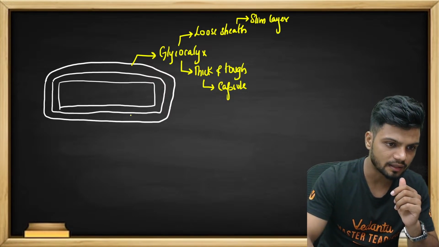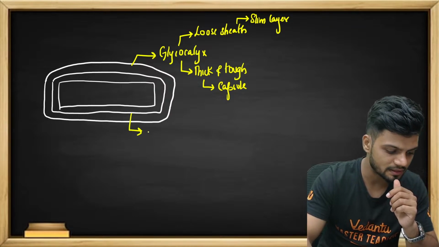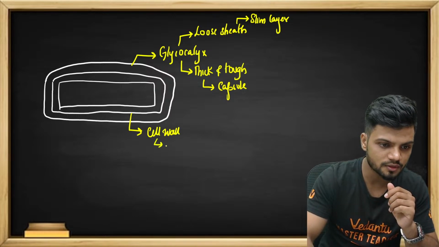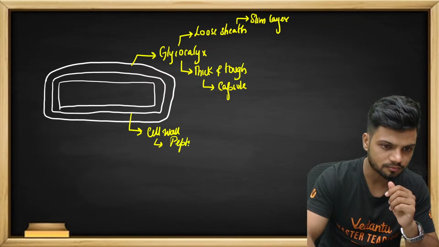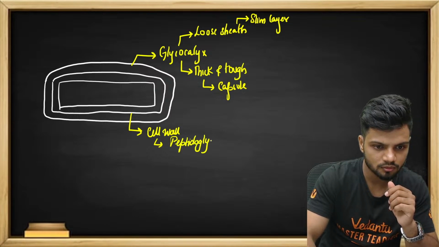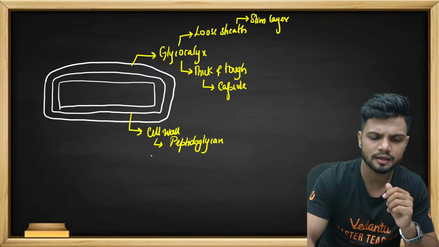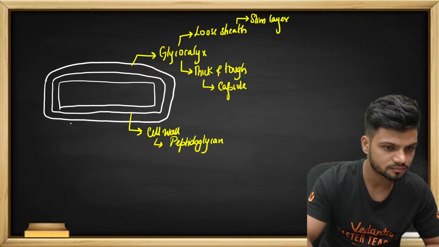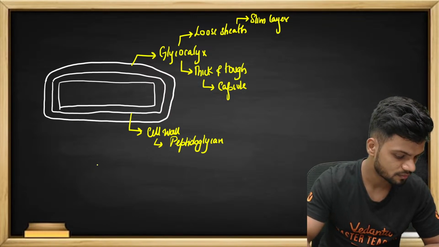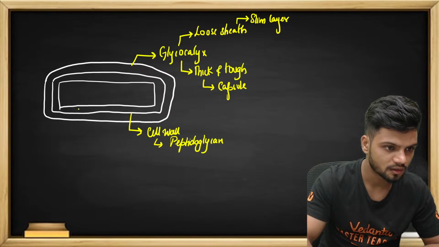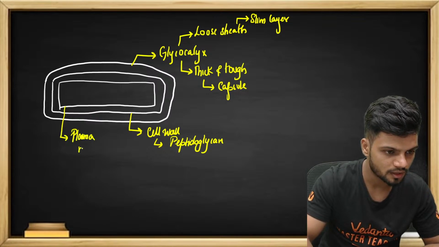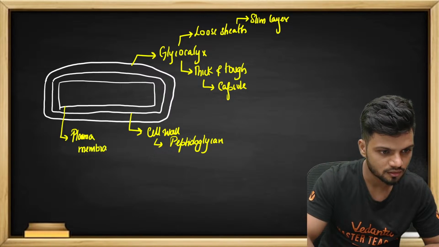Now the second layer, friends, is basically the cell wall. What is the cell wall made up of? I told you already, the cell wall is made up of peptidoglycan. All of you know that. Now, what is the innermost layer? The innermost layer is the plasma membrane.